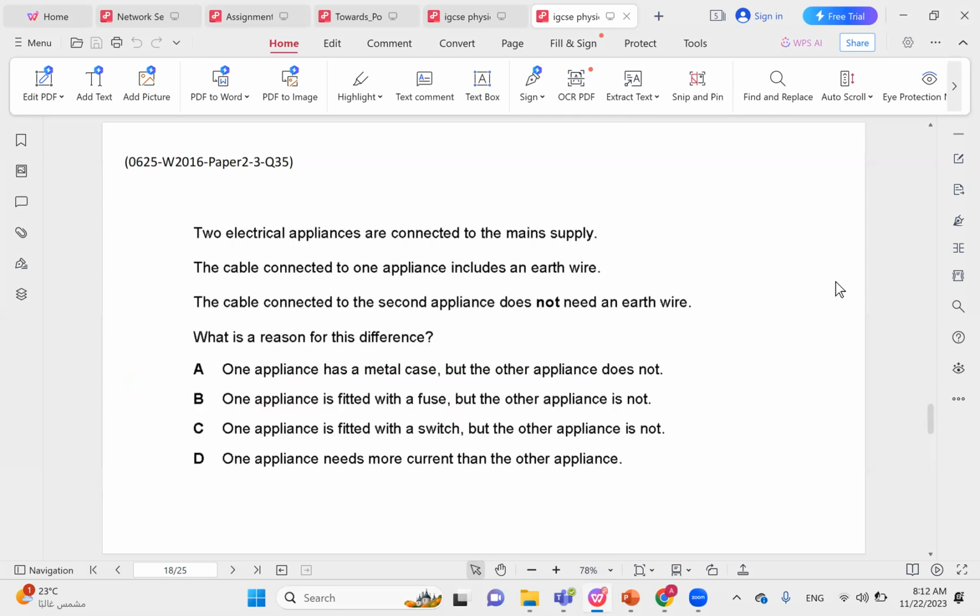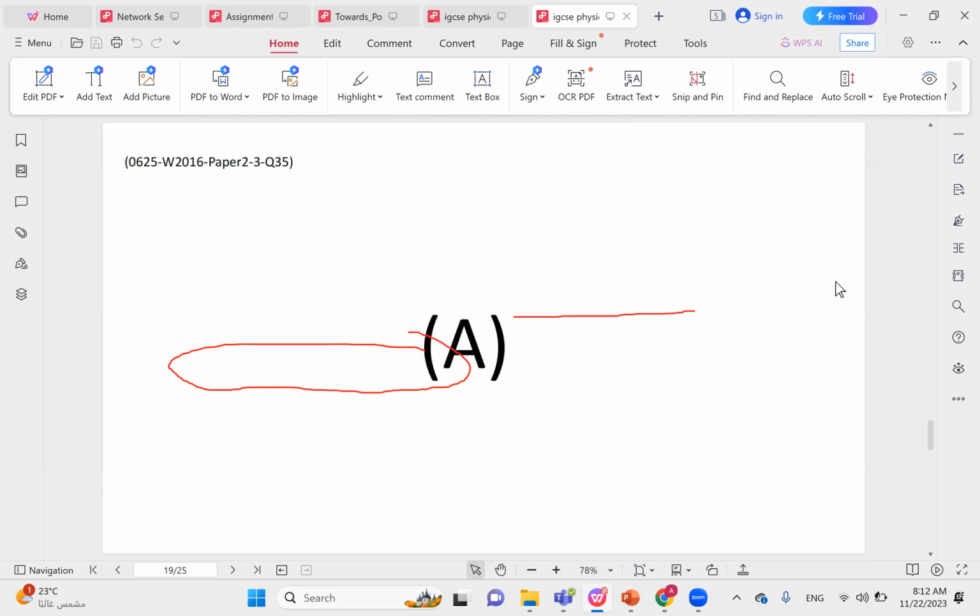Two electrical appliances are connected to the mains. The cable connected to one appliance includes an earth wire. The cable connected to the second does not need an earth wire. Like we said before, not needing an earth wire is attributed to not having a metal case, because the earth wire protects us from the metal case becoming live. So the correct choice here would be choice A.